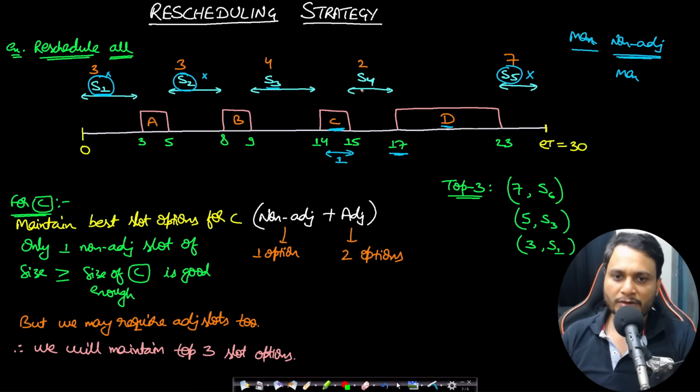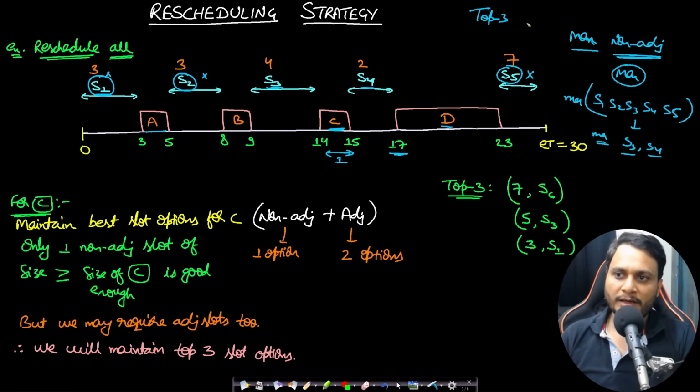And what about the adjacent slots? The adjacent slots can also come in the maximum, because if I just consider S1, S2, S3, S4 and S5 and take the max of all these values, then you can end up getting either S3 or S4. It may happen, you may get other values as well. But if an adjacent value comes as maximum, then this is not the best choice for us. It may be a best choice for A, but it will not be a best choice for C. So what we will try to do is maintain the top 3 slots, or you can say the maximum 3 slots.